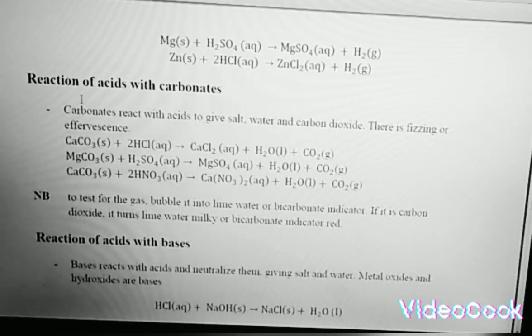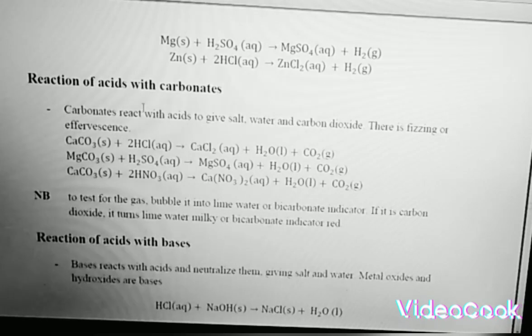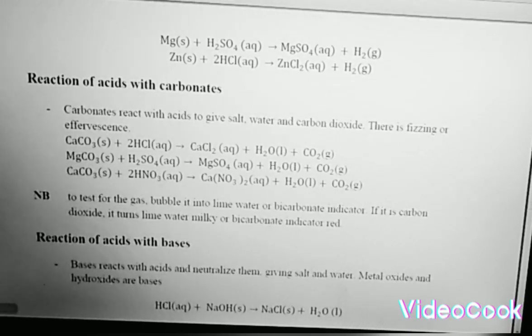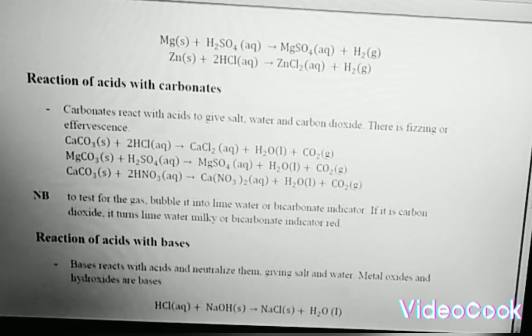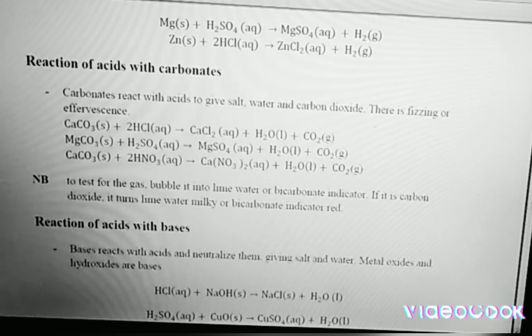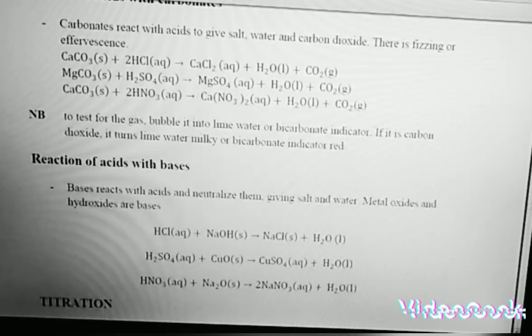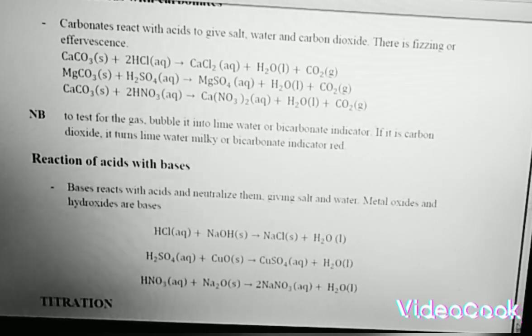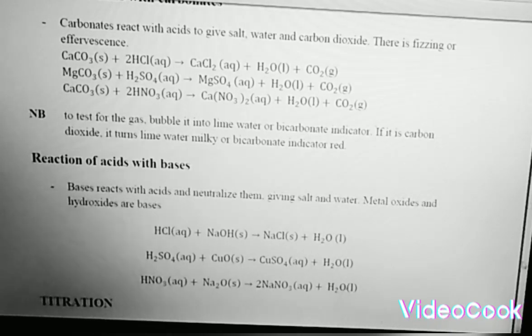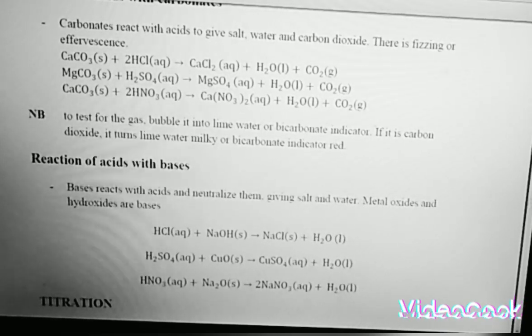Now we are looking at the reaction of acids with carbonates. What do we get when we react an acid and a carbonate? Okay, so these carbonates actually react with acids to give us salt, water and carbon dioxide. Take note of that. It's a salt, water and carbon dioxide. And also there's something very special that takes place, and this one we see with our eyes. We call it effervescence or fizzing.